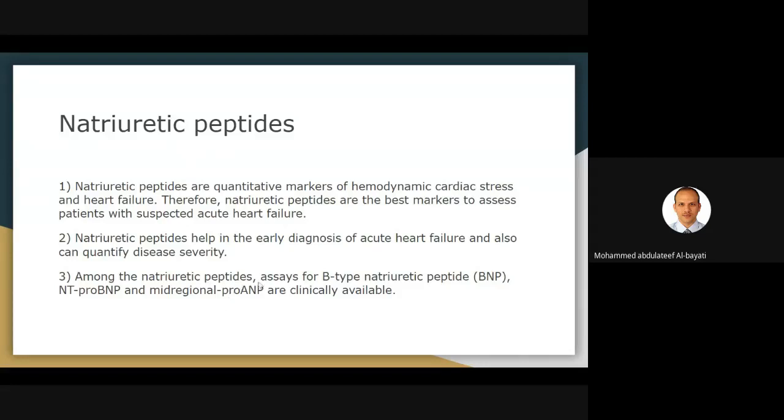Among the natriuretic peptide assays is B-type natriuretic peptide, written as BNP. The N-terminal pro-B natriuretic peptide and mid-regional pro-A and B are also clinically available. Okay, this was for heart function as heart failure assessment.